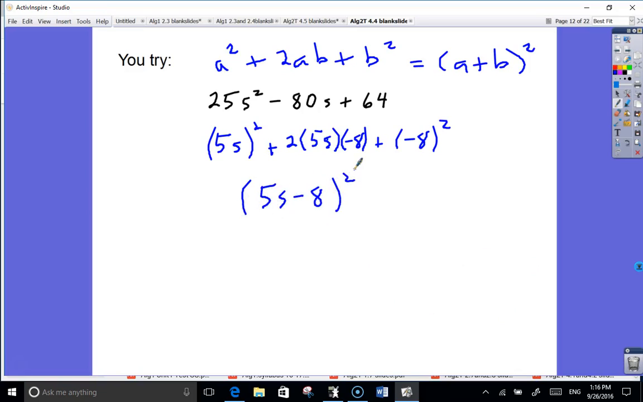So just look for the first and the last terms. If they're perfect squares, you could probably take a guess it's either 5s minus 8 squared or 5s plus 8 squared. And don't confuse this with difference of squares. Right? That's the one that would have been like 5s plus 8 times 5s minus 8.